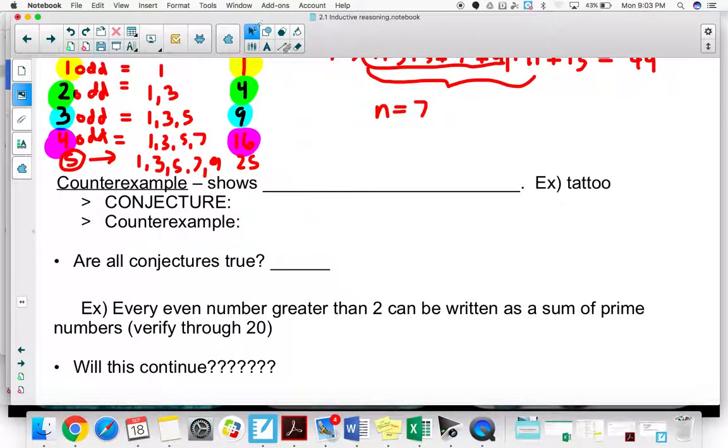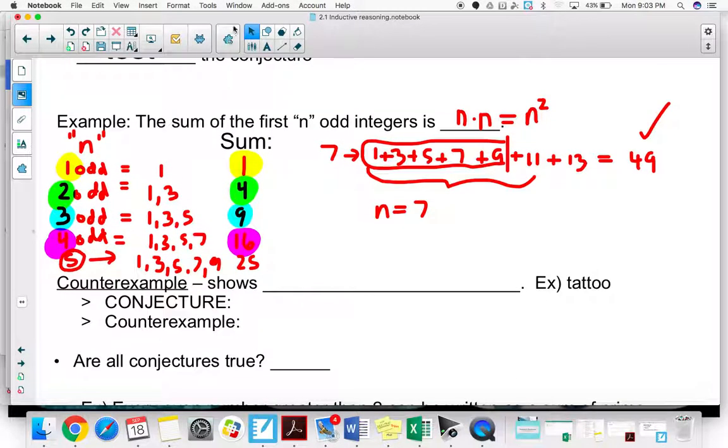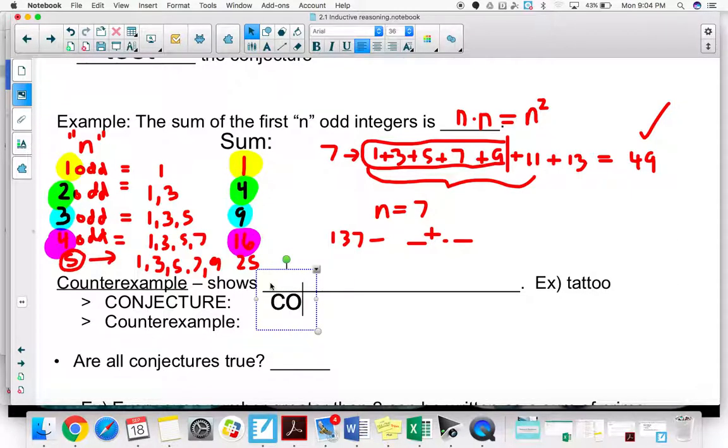Now, let's say we did this a whole bunch of times and we checked the first 137 numbers. And you were to list out all 137 of the first odd numbers, and you find that the pattern falls apart right here. This would be what is considered a counterexample. A counterexample basically shows that your conjecture is false.